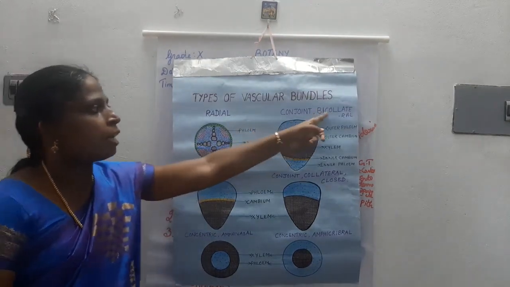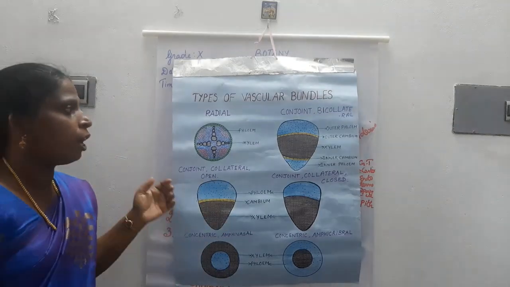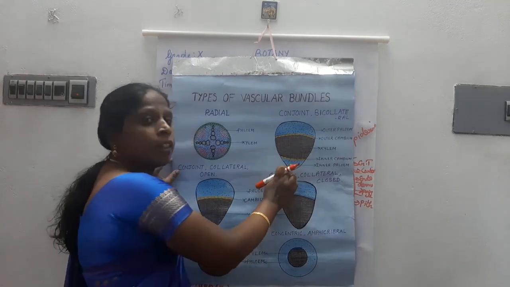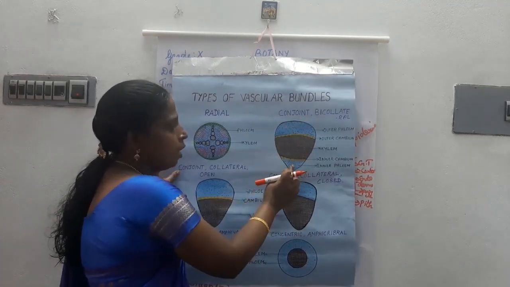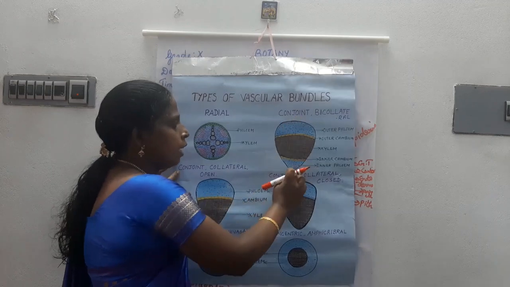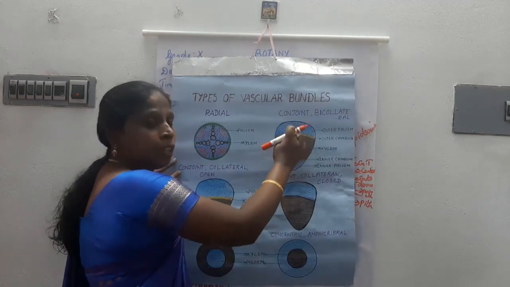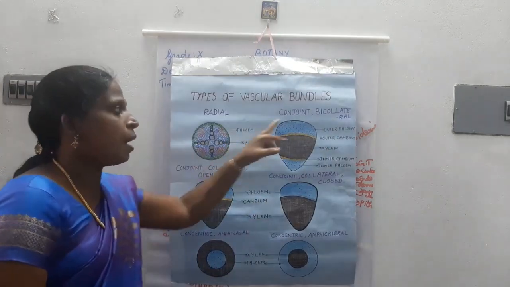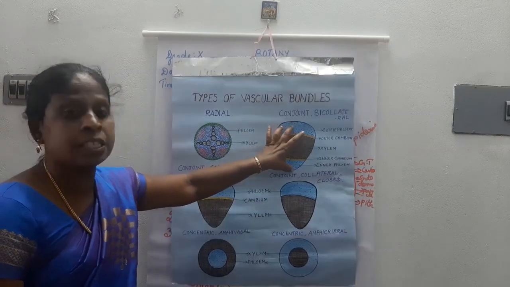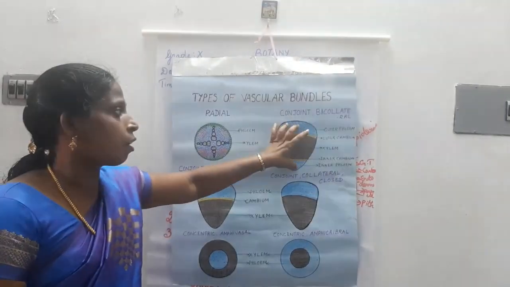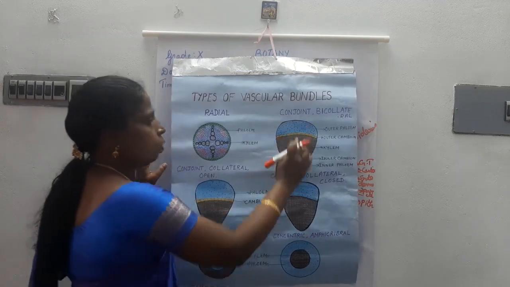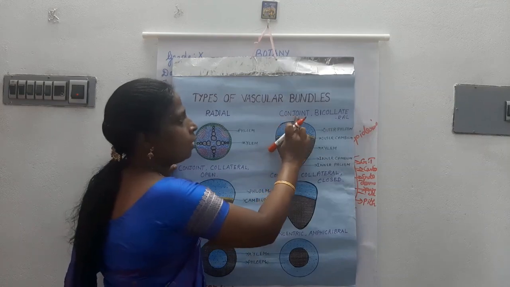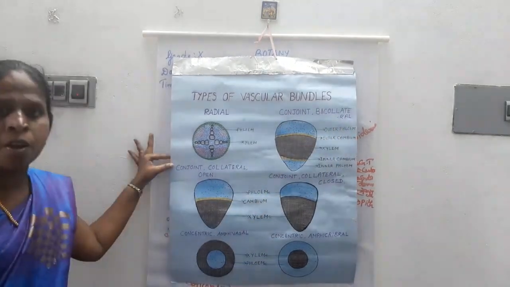The second type is bicollateral vascular bundle. What does bicollateral vascular bundle mean? On both ends we can see the phloem. This is outer phloem. This is inner phloem. Above the xylem and below the xylem we can see the phloem. That is called bi. Bi means two. Two ends consist of phloem tissues. They are called bicollateral vascular bundle. So here phloem is present on two sides. This type of vascular bundle is called conjoined bicollateral vascular bundle.